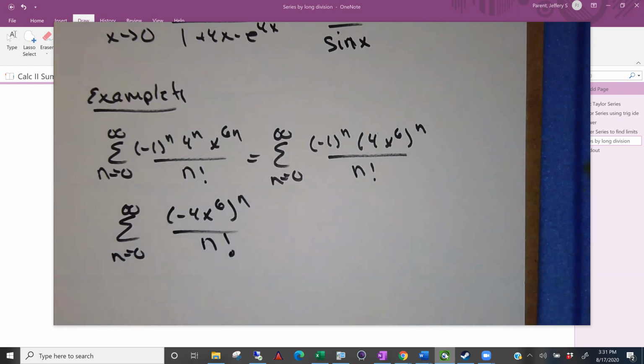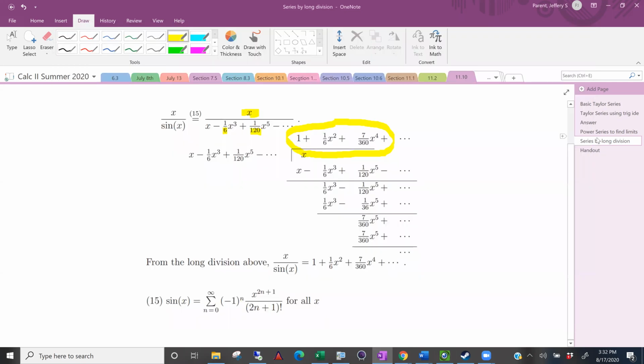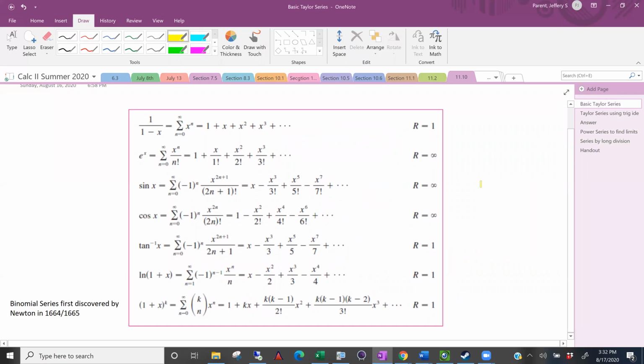over n factorial. And this is supposed to be the aha moment. The only reason it's not is because we haven't worked with these things enough that you're going to recognize these series right off the bat. So let me remind you of some of the more common Taylor series. That's this list right here.